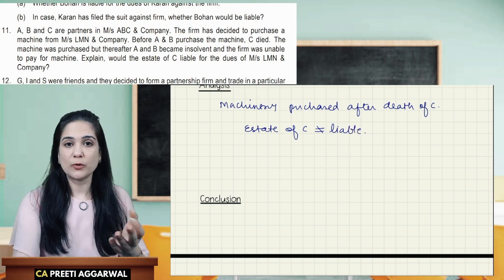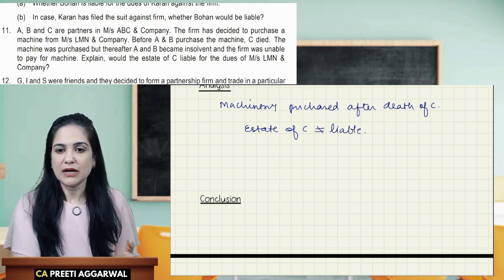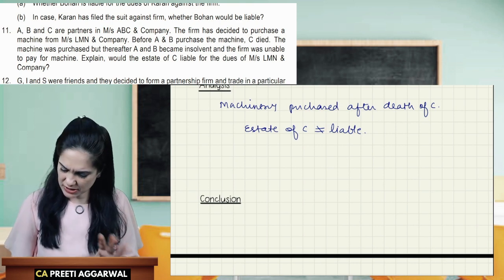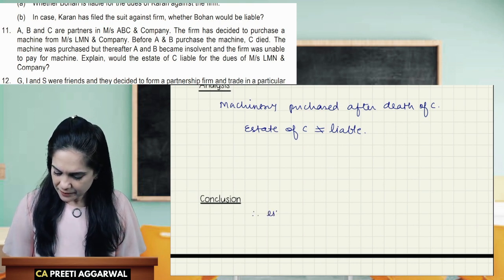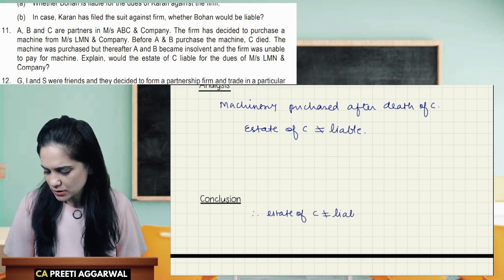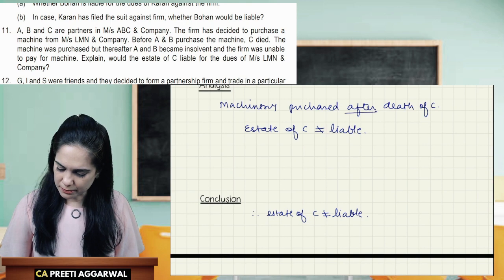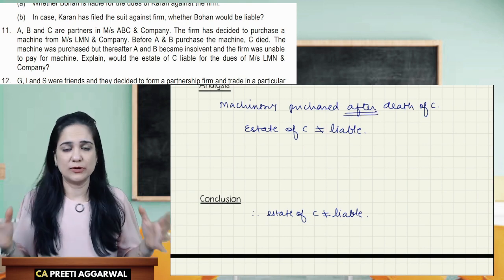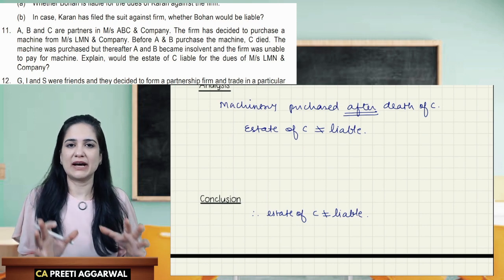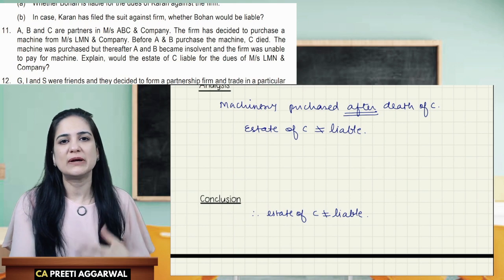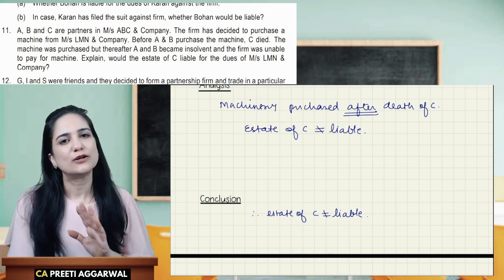Now let's see what questions have they asked. They are saying, explain would the estate of C be liable. So here in conclusion you need not write anything. You can just write therefore estate of C is not liable because the transaction, purchase of machinery, was done after death, not before death. You can elaborate. You can write that the estate will be liable only for the transactions taking place before death. Since the transaction took place after the death, estate is not liable.